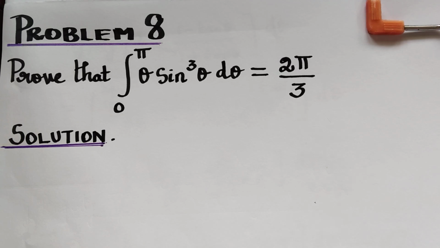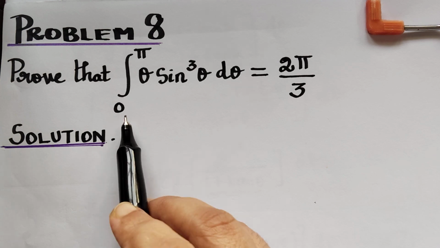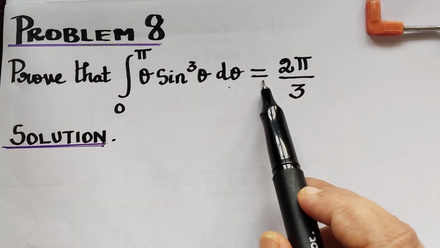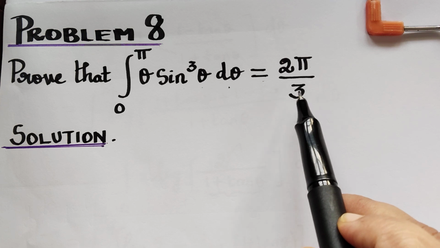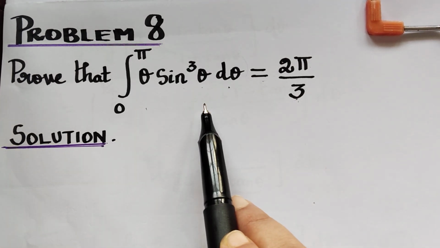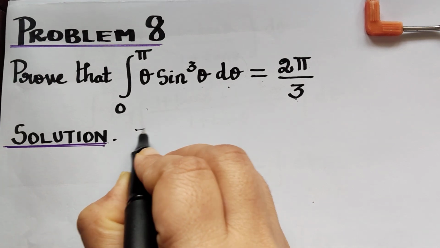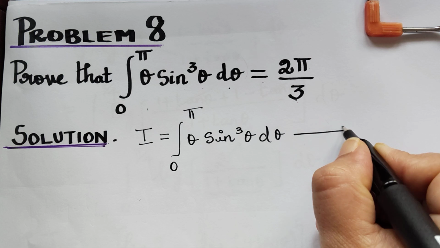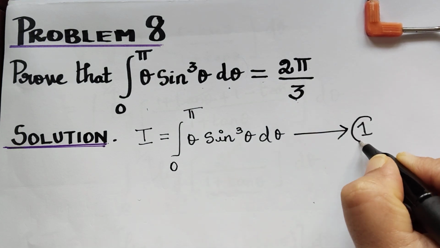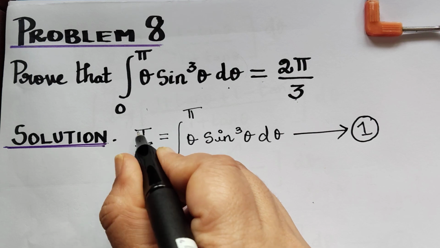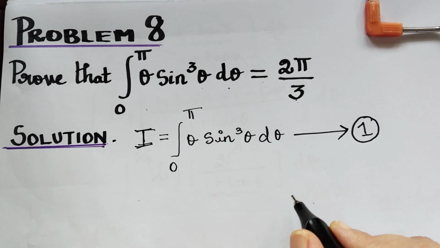Dear students, under the topic definite integrals, here we have problem 8. Prove that integral 0 to pi theta sine cube theta d theta is equal to 2 pi by 3. So in order to prove this, let us take the integral on the left hand side to be equal to capital I. Let us mark this as equation 1. Since we have taken the left hand side as capital I, we have to prove that the value of I is equal to 2 pi by 3.